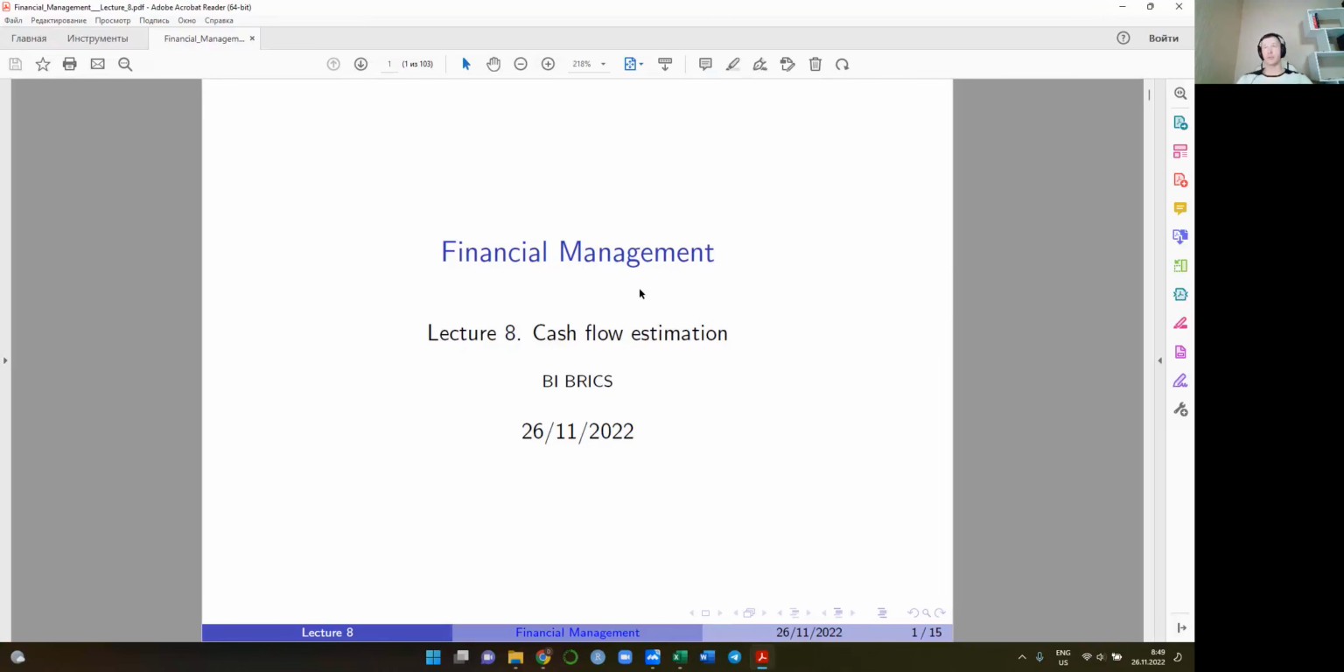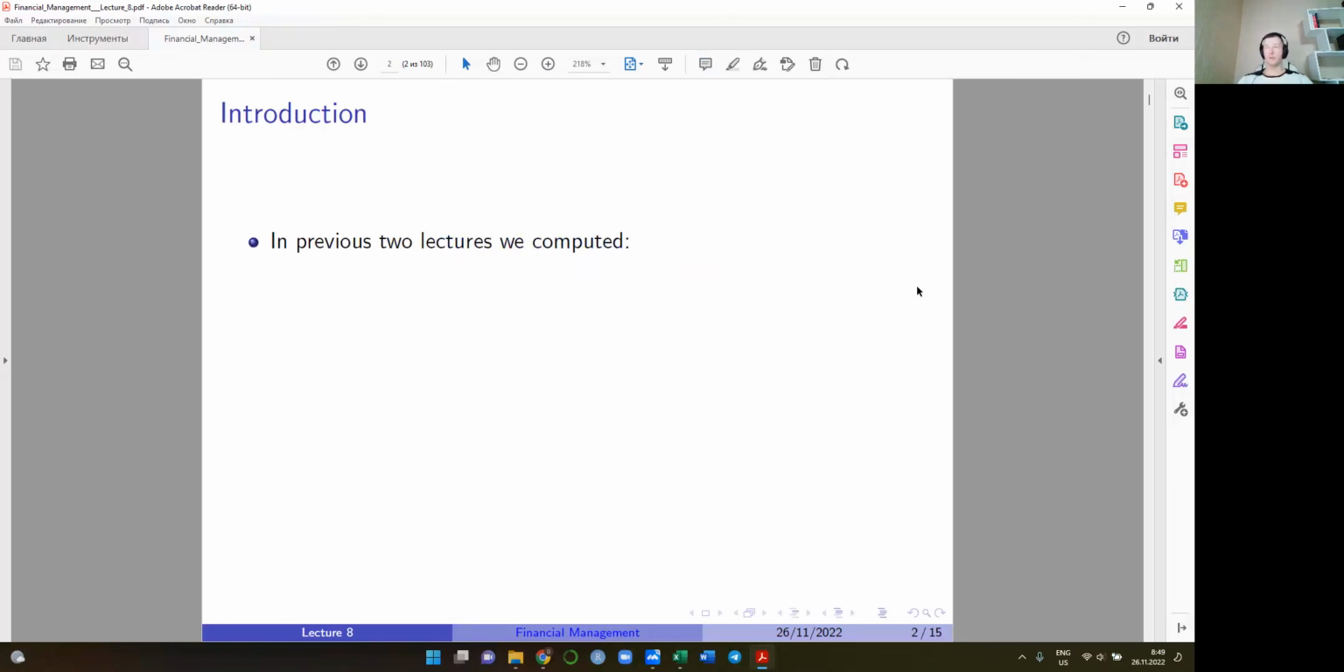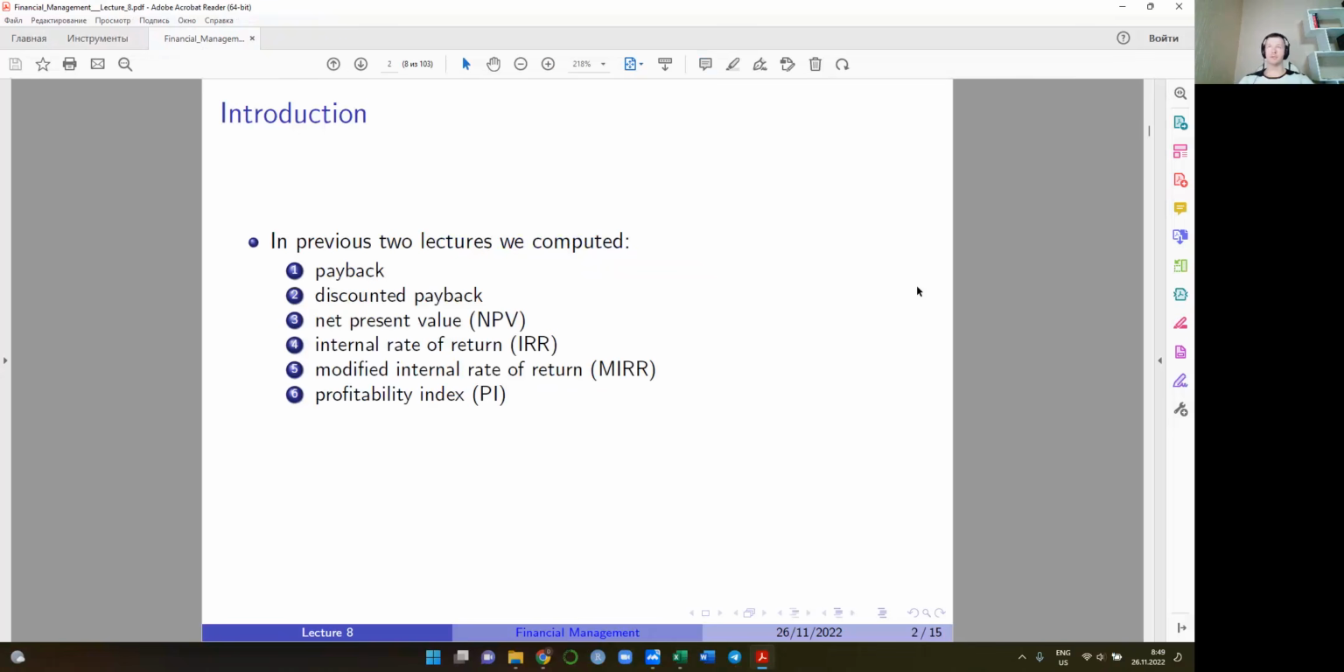With this lecture, we continue our discussion of the investment project valuation, and we are going to talk more about cash flow estimation. In the previous two lectures, we computed all these investment criteria, or we call them methods of making decisions. And all the time that we did those calculations, we used cash flows as given.